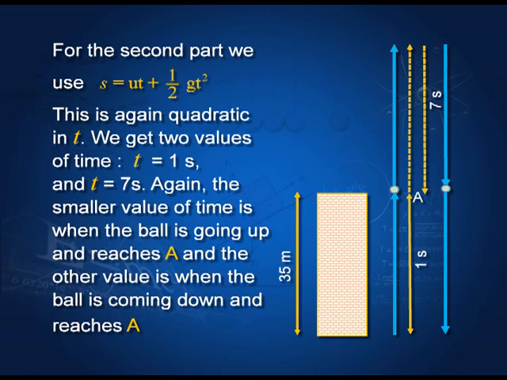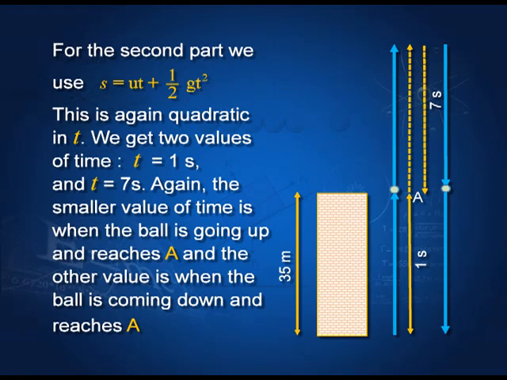Why? 1 second is the time taken to reach the height 35 meters. Body is still going up, reaches velocity 0 and then comes back and reaches this point A again at a height of 35 meters. This time from ground to the topmost point back to the point A, the time taken is 7 seconds. So, both the results are correct.